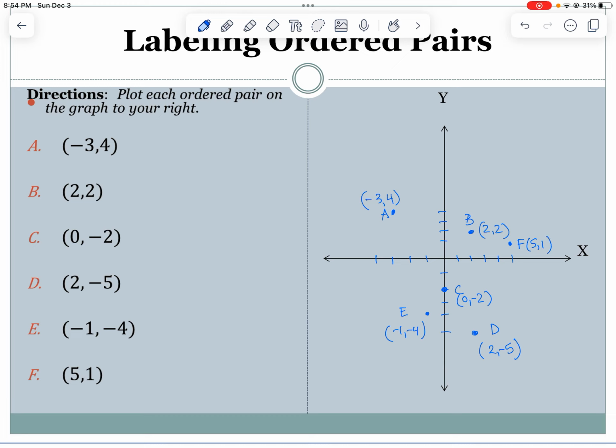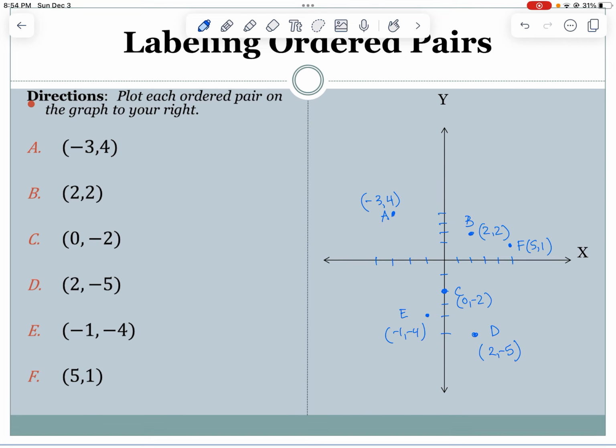So here you can see I've plotted all the points A, B, C, D, E, and F. And for every point, I've gone left or right, and the direction depends on the sign that you're given, or up or down. First going left or right, that's the x coordinate in every case, and then going up or down, and that's the y coordinate.